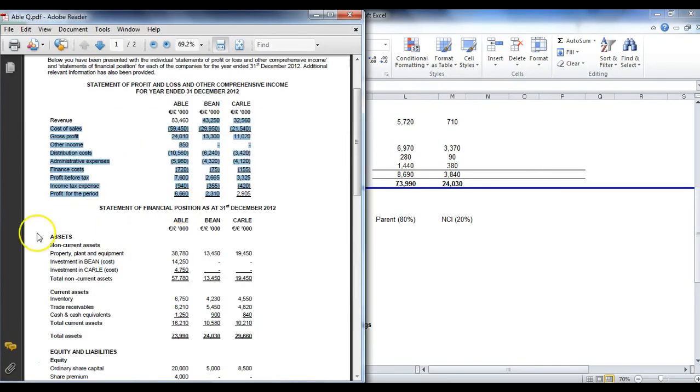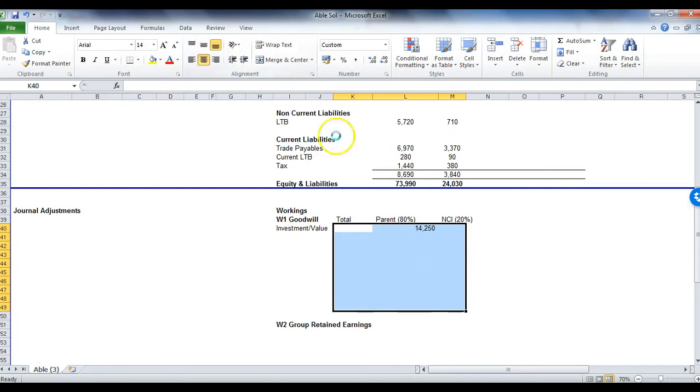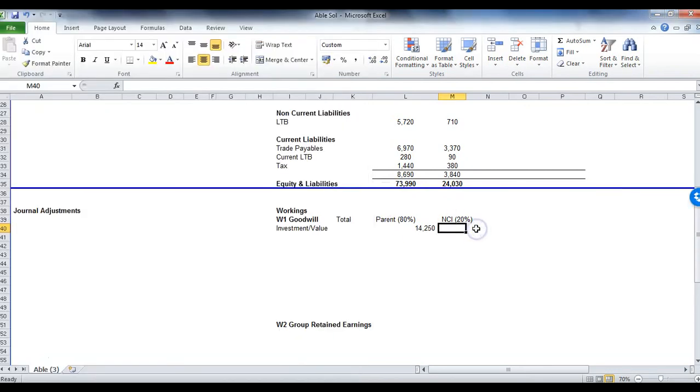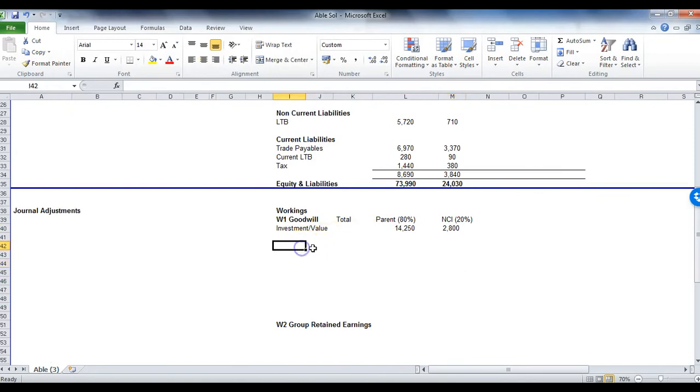So the investment, we know we paid for B was 14,250. And we're also told in the question that the NCI is measured at its fair value, which is in note 1, 2.8 million. So 2,800 is the NCI. So just make sure, change these to tidy them up. So 2,800, and then we need the fair value of net assets at acquisition. So remember, the date of acquisition was the 1st of January 2011.